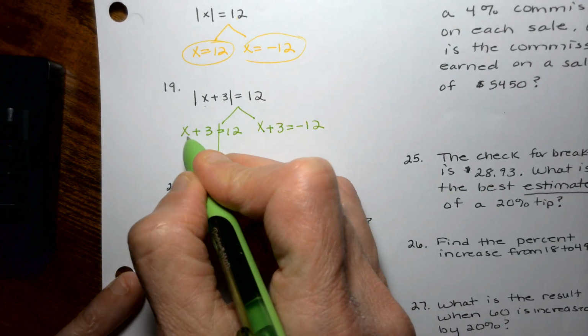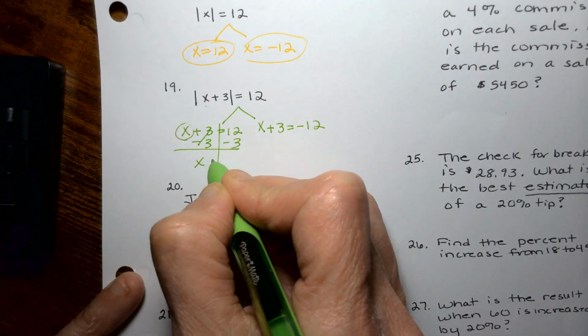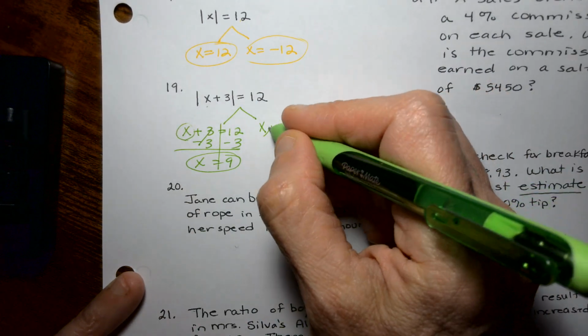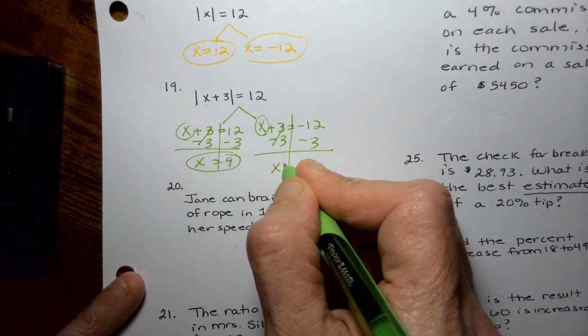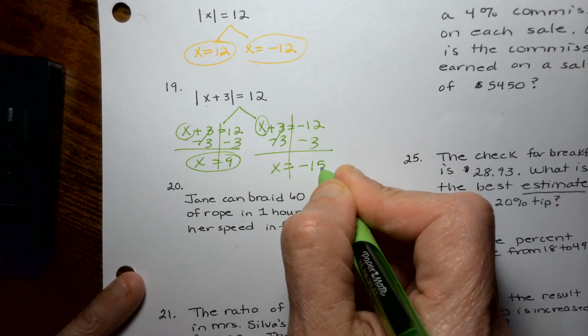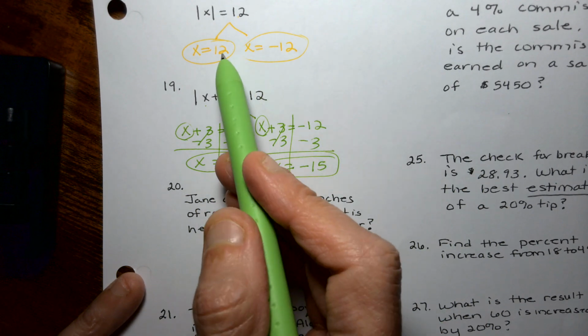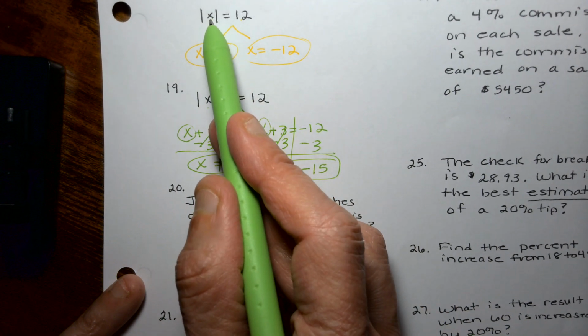So draw your line, locate your variable, and we're going to subtract 3. X is equal to 9. Draw your line, locate your variable. We're going to subtract 3, but watch what happens. X is equal to negative 15. They don't look anything alike. So don't think you get one and you just do the opposite. That only works when it's just an x alone.